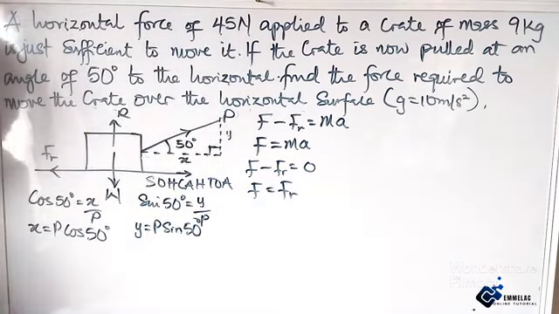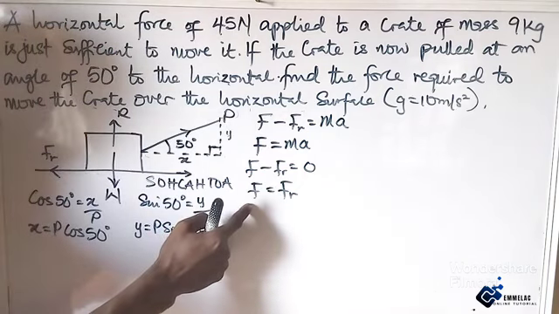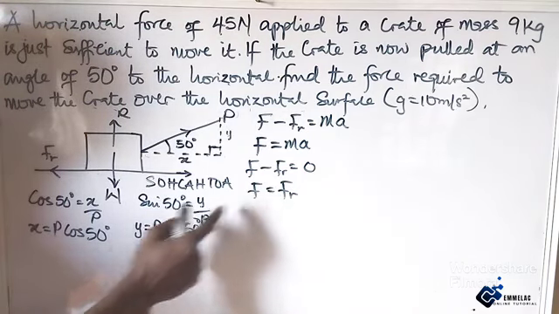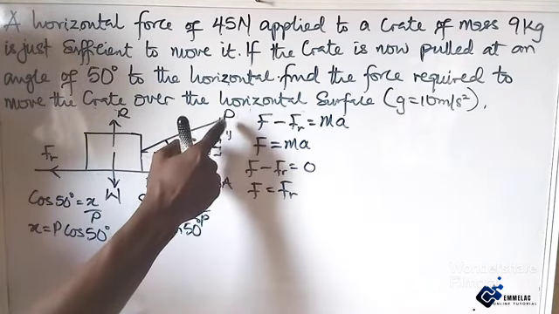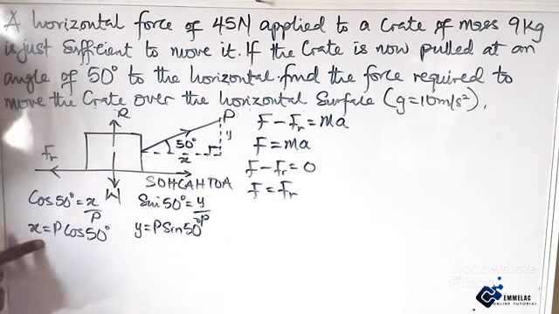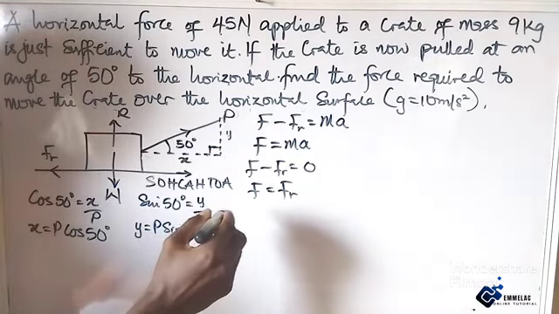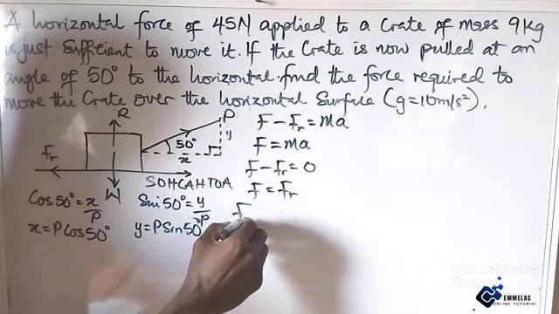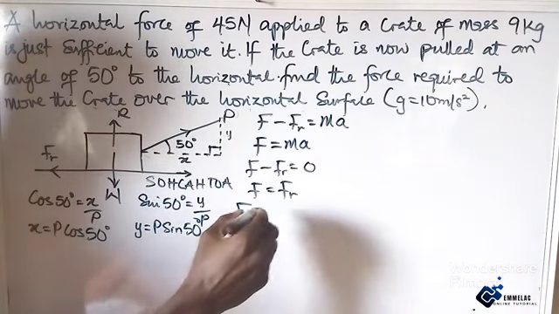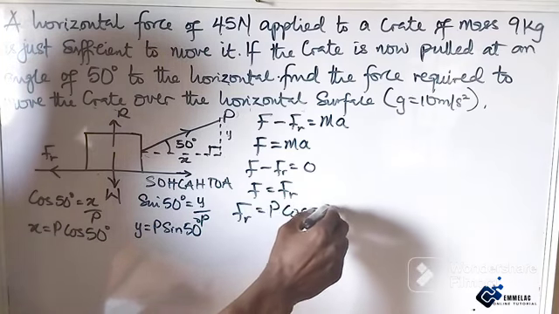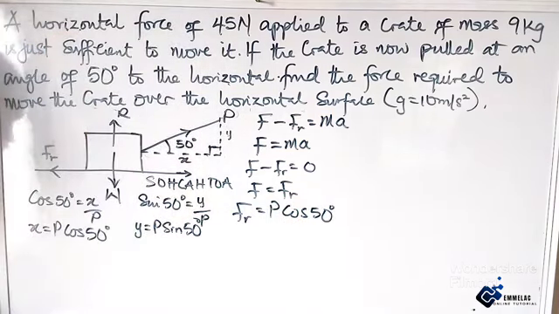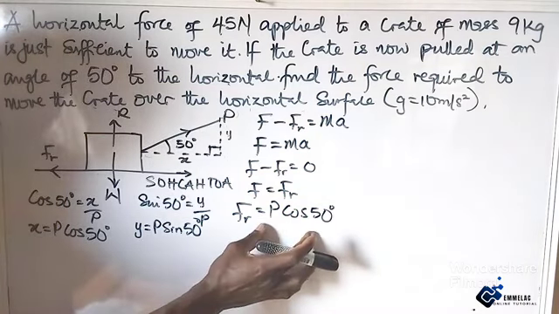All right, in this case, this F here, which is the horizontal force, so automatically the frictional force here will be equal to P cos 50, right? So here it is. We've now resolved this.